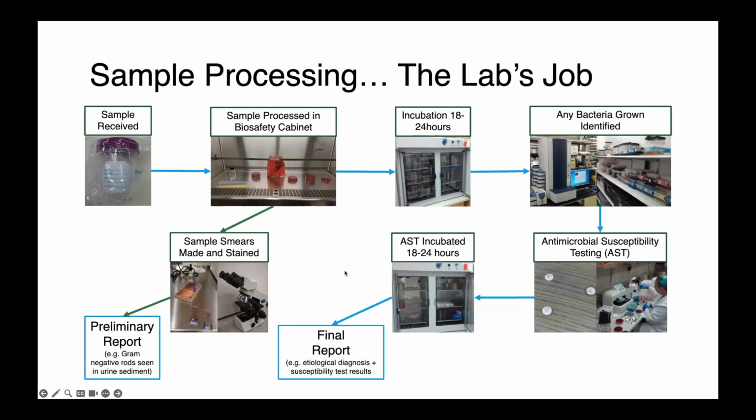Once the sample is received, processing can start in the lab. So this is where in the diagnostic process we enter that analytical phase, and it becomes the lab's problem. So the sample is accessioned, it's put into the laboratory information system, and it's processed probably in a biosafety cabinet. From here, likely smears are made, stained, visualized, and that allows a preliminary report to be generated. So for instance, gram-negative rods were seen in the urine sediment.